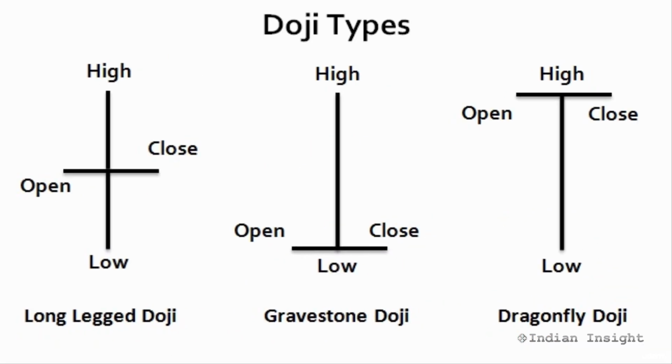Doji again is of 3 types. First is the long-legged doji, where both the upper and lower wicks are long. This pattern represents considerable indecision.